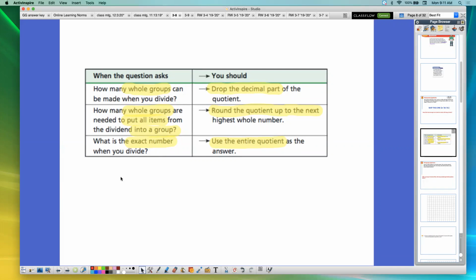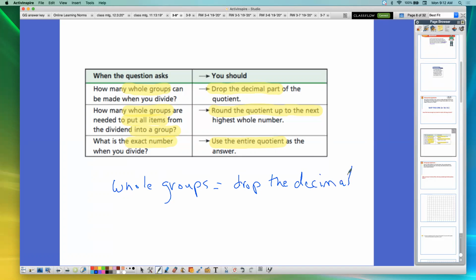My writing's going to be a little sloppy, but you might write whole groups equals drop the decimal. Just kind of a little note to remind you of what you're going to do. And I'm going to show you 3 examples of problems, okay? So you would write whole groups equals drop the decimal.